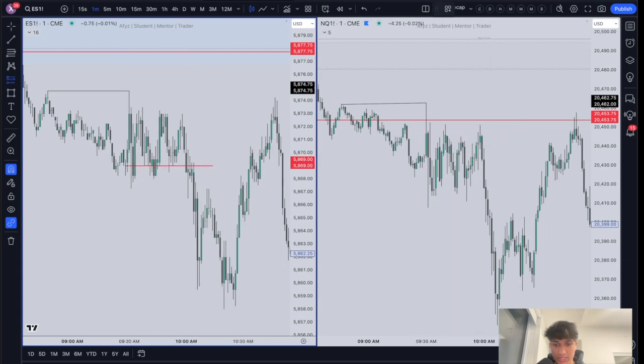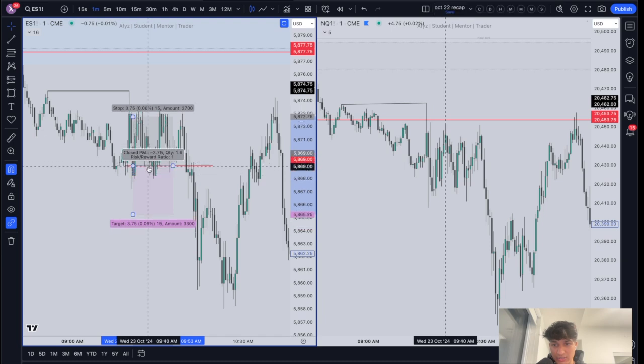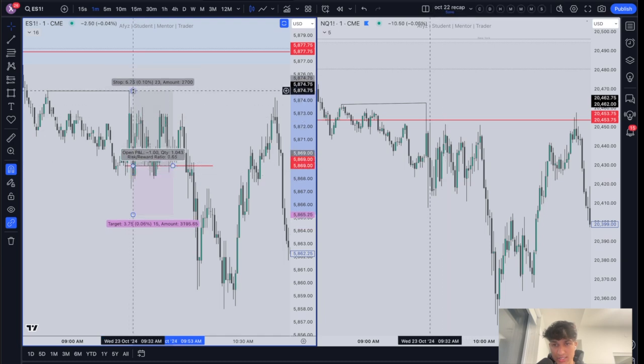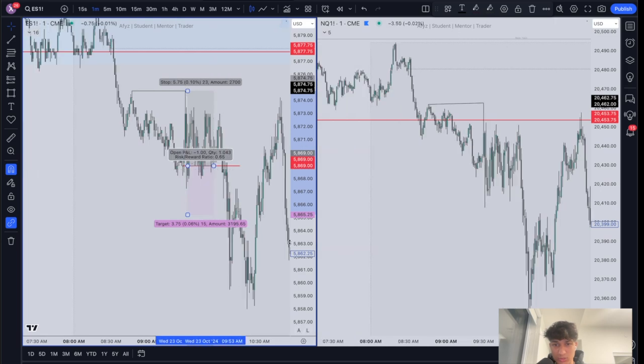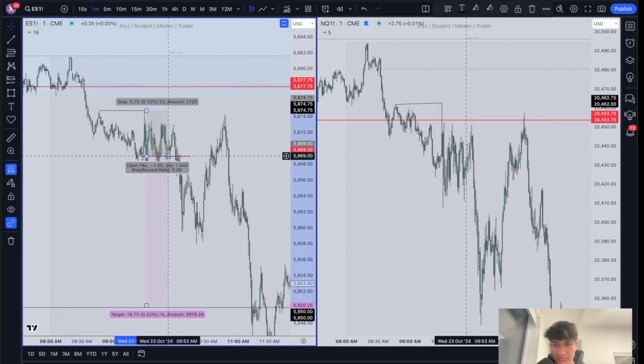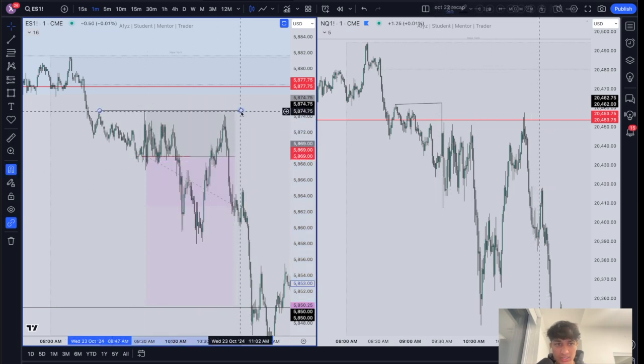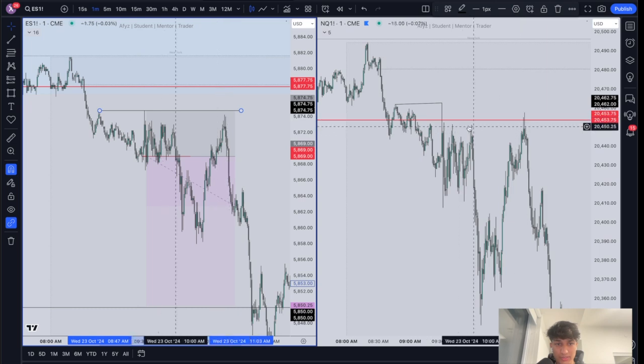So what I did was I took a short at that change in state of delivery level, risking those highs, and then, of course, targeting my draw on liquidity, which is going to be this low. And as you can see, price came extremely close to this level of invalidation, performing another stop hunt above these short-term highs. Same here on ES, but it did not come into my invalidation level.